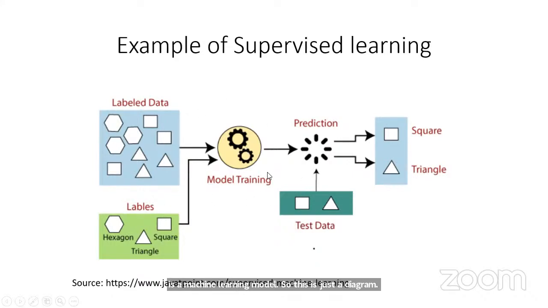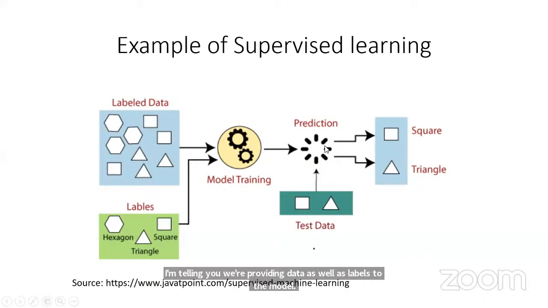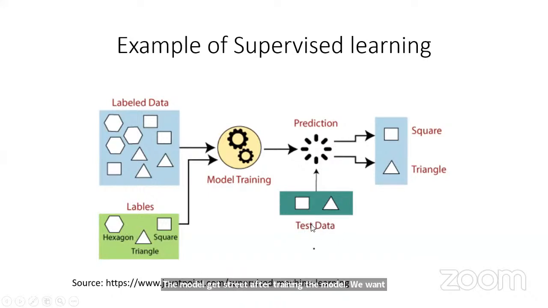The model gets trained. After training the model, we want to predict. Now, during prediction, we will give only the test data. So my test data will not have labels. This is known as training data. Label data plus labels are training data. In training data, we are providing both data as well as labels. We are providing X as well as Y. While in case of prediction, we are only providing the data to predict. This is my test data.